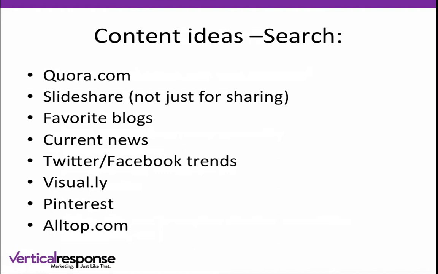Visually is a website to share infographics. And again, you can search by different topics and see what people are creating information around. And again, you don't have to create an infographic, but it's a good place to get an idea of what people are talking about right now for your content. Pinterest, just take a look under a specific topic and see what people are pinning. Again, it's a good way to get a feel of what people are interested in right now.